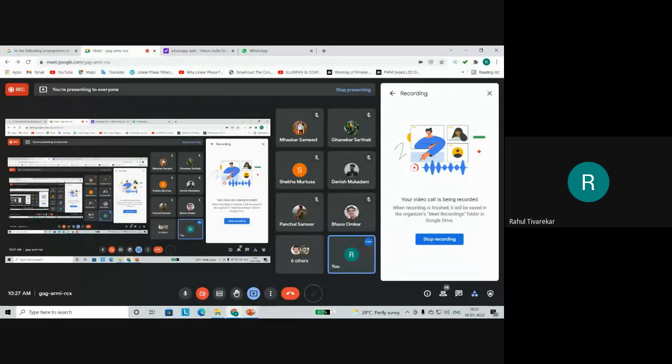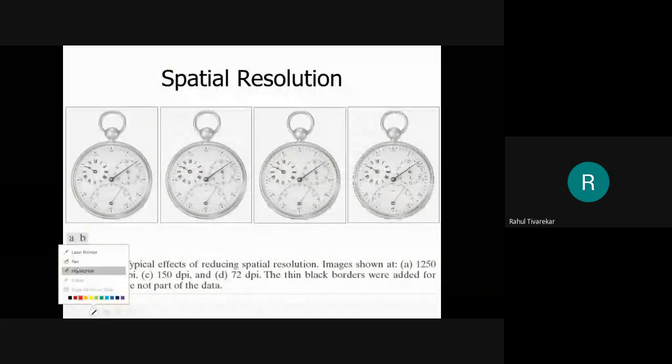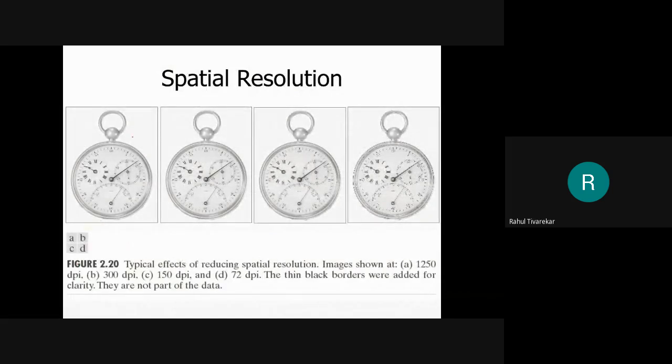Okay. So as I said, in this example, you can see the variety of spatial resolutions. As you go from left to right, the spatial resolution reduces. Means what? The lesser number of dots are used to represent the image which is on the rightmost side. So the first image on the leftmost side is represented with the help of 2050 dots per inch. The second image is represented with 300 dots per inch. Third image with 150, and last image with 72 dots per inch.